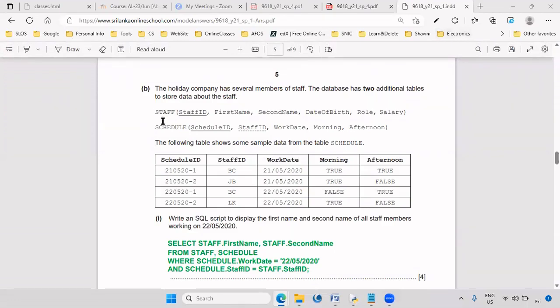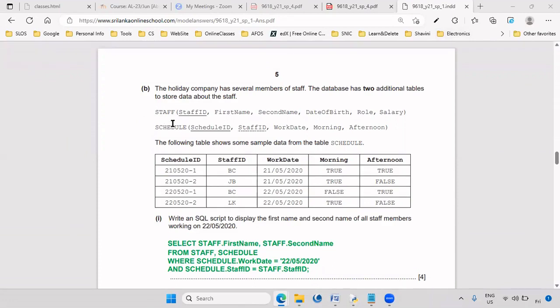File staff. The 2 additional files, one is staff, which has staff ID, first name, second name, date of birth, role, salary. And the next table is schedule, which has schedule ID, staff ID, work date, morning, afternoon.